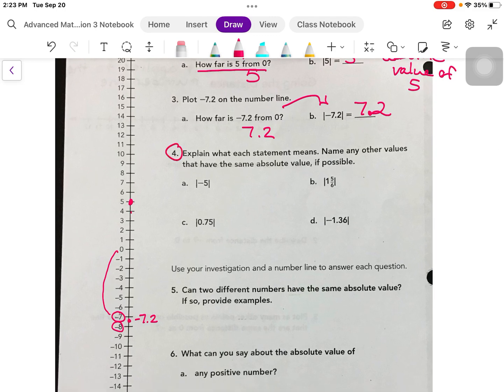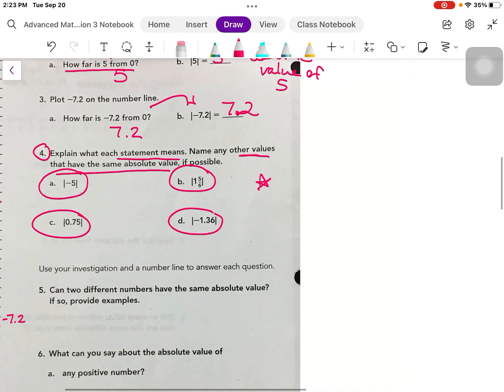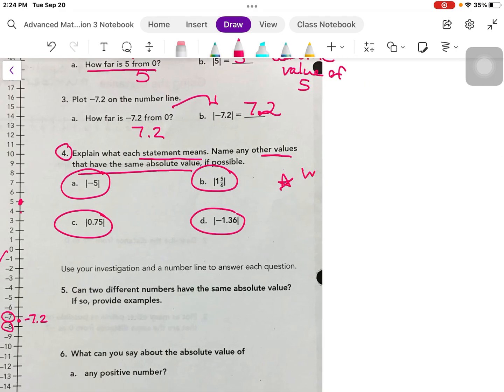Let's try number 4. Explain what each statement means. Name other values that have the same absolute value, if possible. So, what does this mean? What does this mean? What does this mean? And what does this mean? Go ahead and pause the video and write your answer right over here.